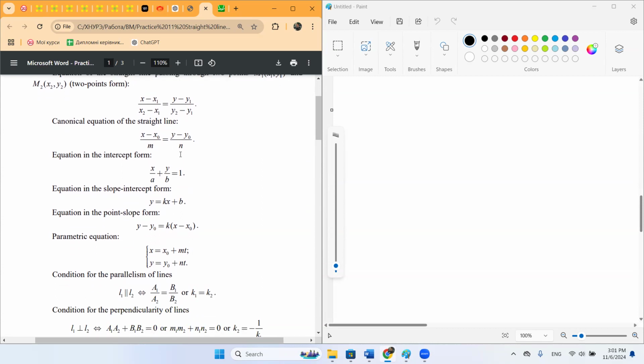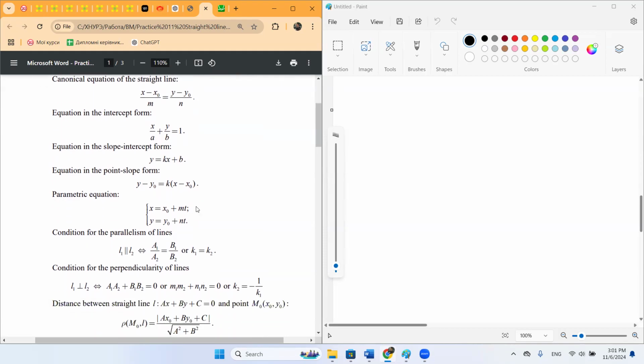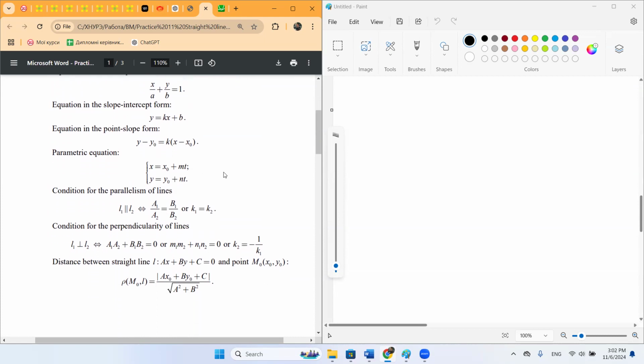Then the equation in the intercept form. So A is x-intercept, B is y-intercept. It is useful and convenient when building graphs of linear functions. The equation in slope-intercept form you know from school. You remember graphs of linear functions. So k is a slope, b is y-intercept.